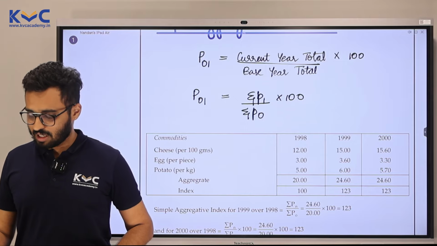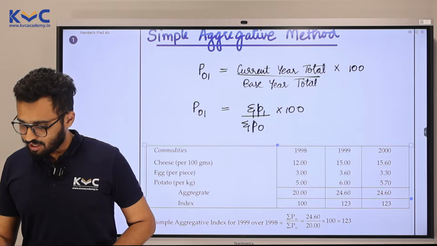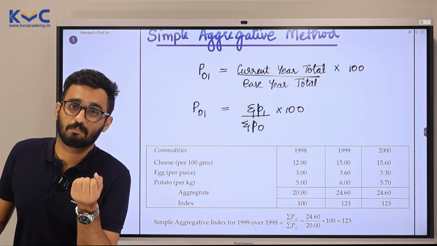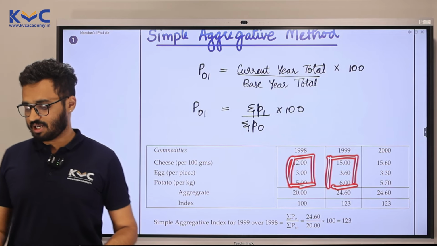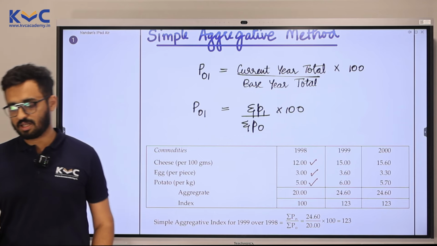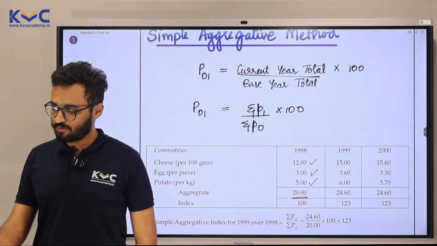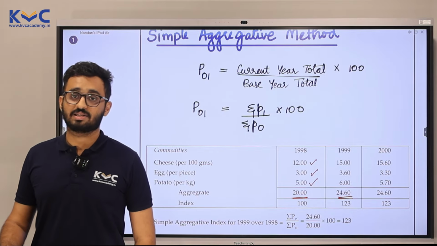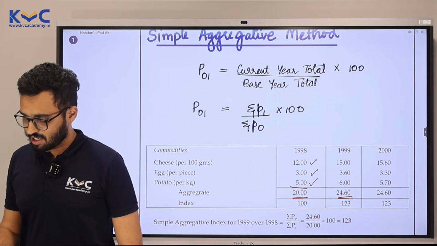So, if you are expected to calculate the price index number using the simple aggregative method, you do the aggregation. See, the name itself suggests it, right? Simple aggregate. You do the aggregation of prices of 1998, prices of 1999. So what is the aggregate of 1998? 12 plus 3 is 15, plus 5 is 20. And when it comes to 1999, it will be 15 plus 3.6 plus 6, which is 24.6, right? So you have the aggregate of prices for both 1998 and 1999.